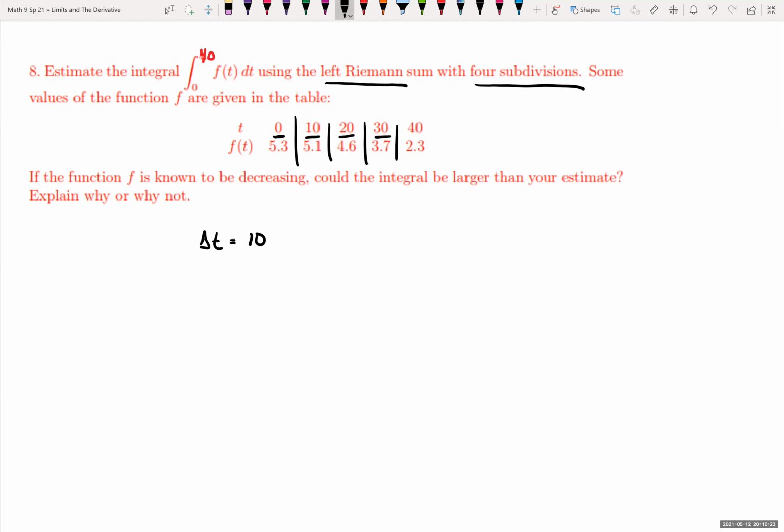So we're looking at the height. And for the height, because we're looking at the left-hand side, we're going to look at the value of t on the left. So f of 0 is 5.3. f of 10 is going to give us the height of the second rectangle. f of 20 is the height of the third rectangle, and f of 30 is going to be the height of the last rectangle. So we want to sum this up.